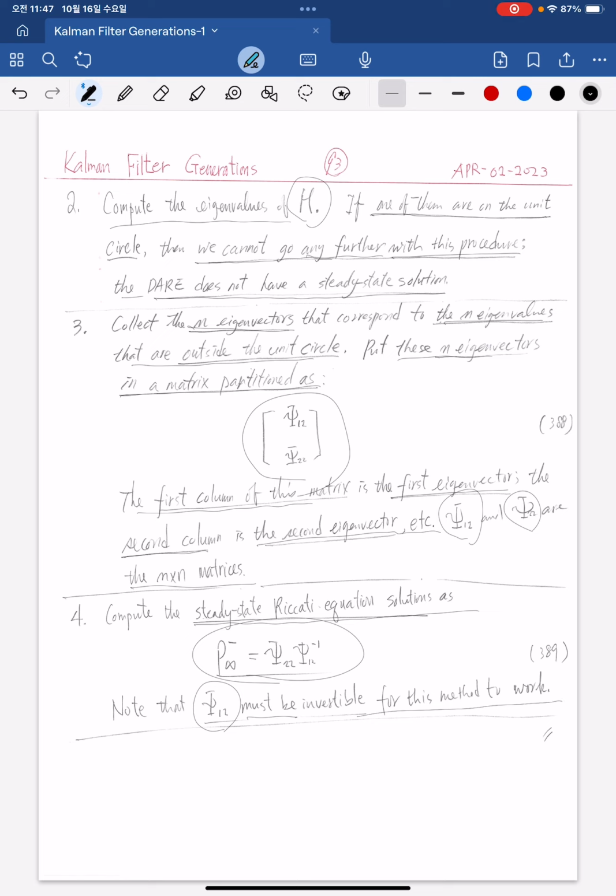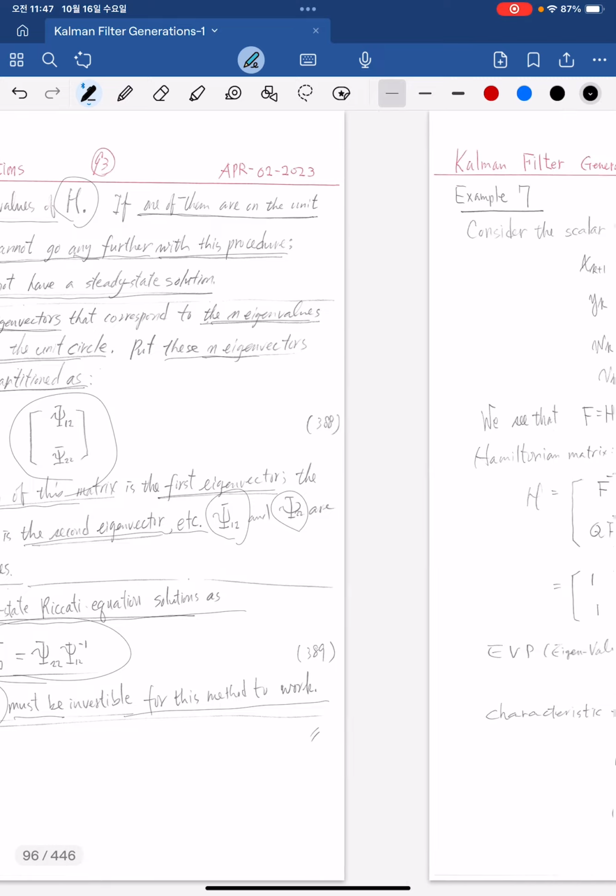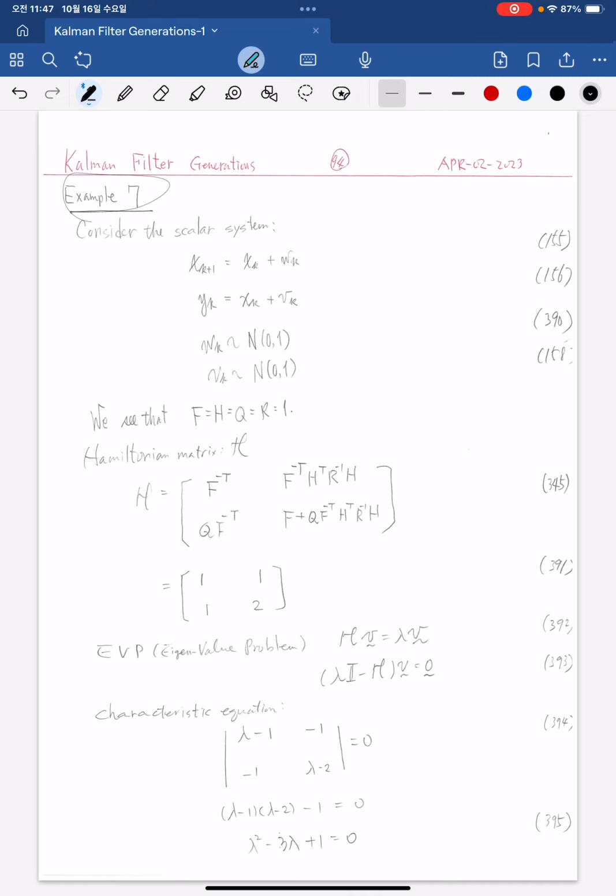자, 요 방법론을 갖고 예제는 example 7에서 보여드리도록 하겠습니다.